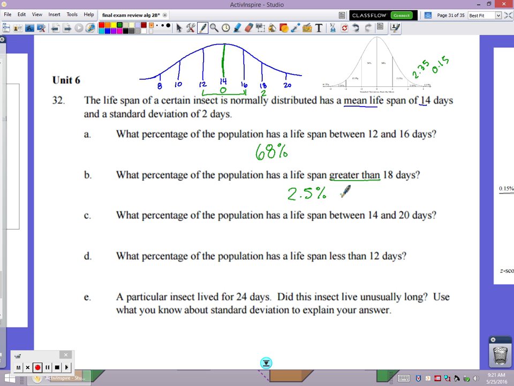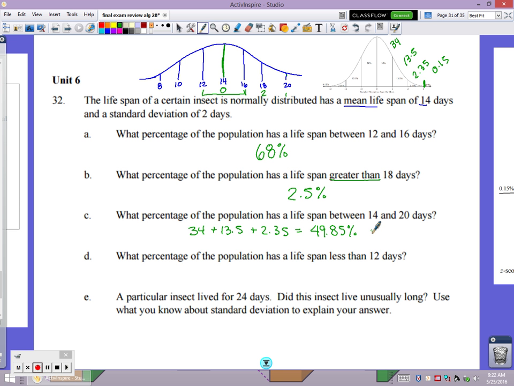What percentage of the population has a lifespan between 14 and 20 days? So 14 and 20. Between, so I'm not going further than stopping at 20. So 1, 2, 3 deviations. So from 0, 1, 2, 3. So I'm stopping here. I'm adding 2.35 plus 13.5 plus 34, and add those 3 up. 34 plus 13.5 plus 2.35, and I end up with 49.85% of the data between those 2 days.